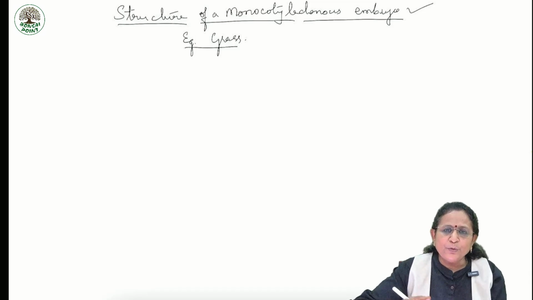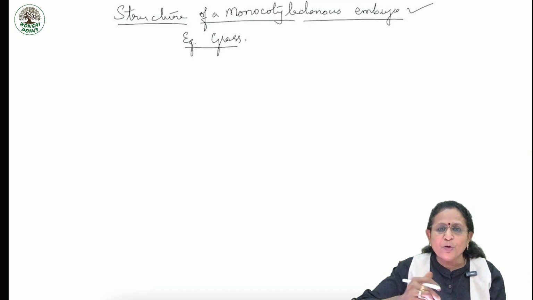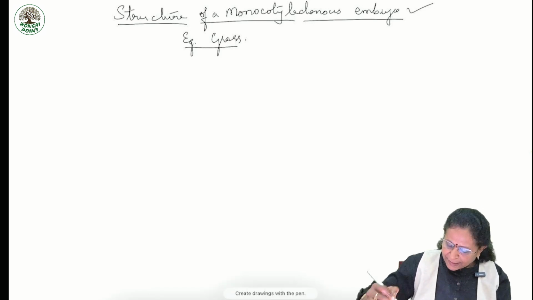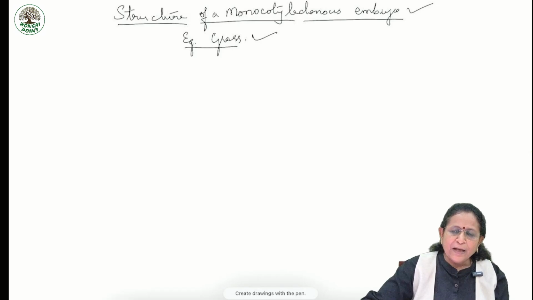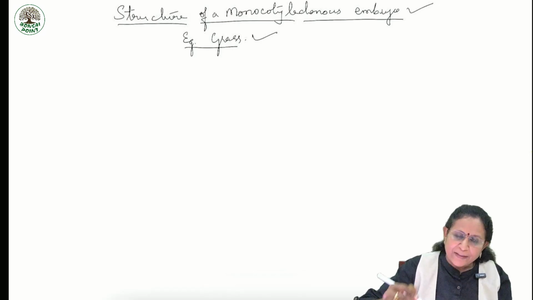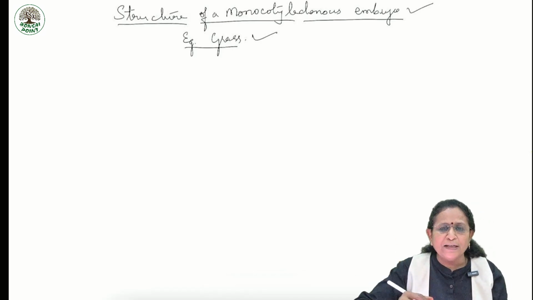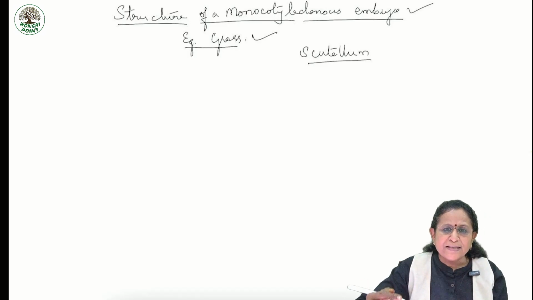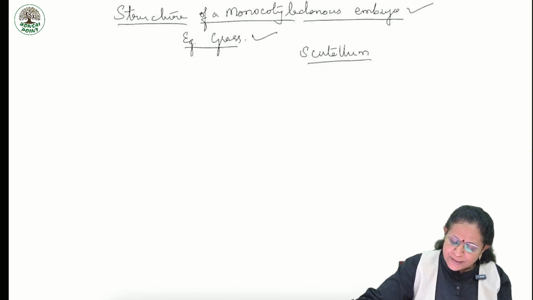Let us pass on to the structure of monocotyledonous embryo. The very common example is grass. Now, all of us know that the name itself says monocotyledon. They have only one cotyledon called scutellum. It's a 1-mark question. What is the single cotyledon of monocots called? It is said to be scutellum.